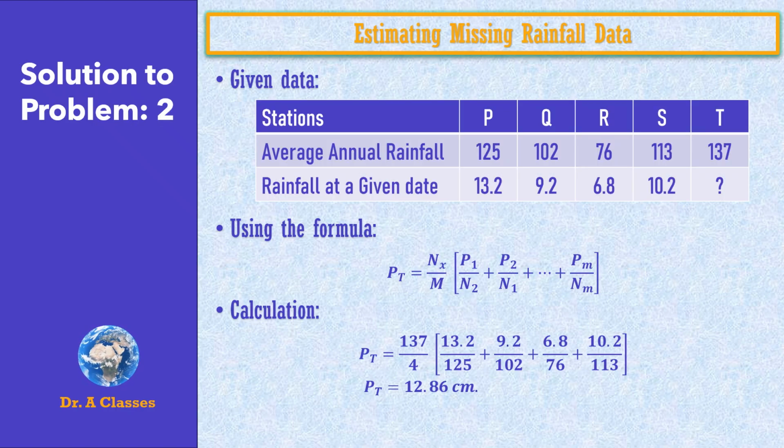Solution to the problem 2. Using the given data and the normal ratio formula, we find that the rainfall at station T is approximately 12.86 centimeters. So we can safely assume that during this storm, station T received about 12.9 centimeters of rainfall.